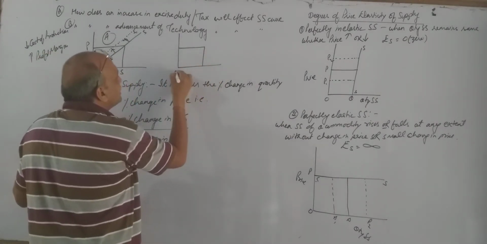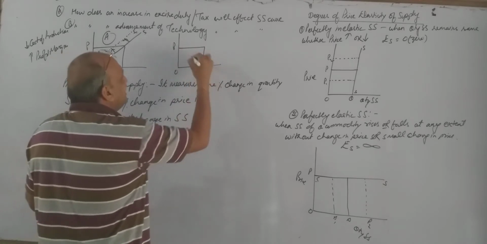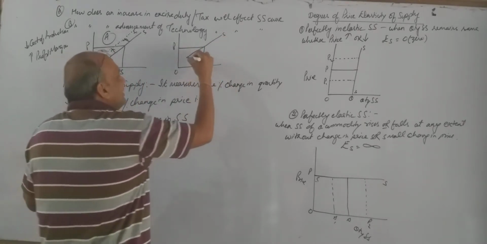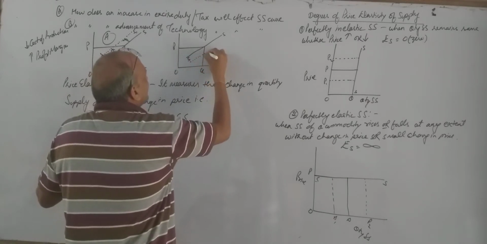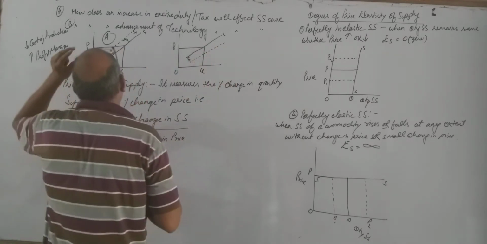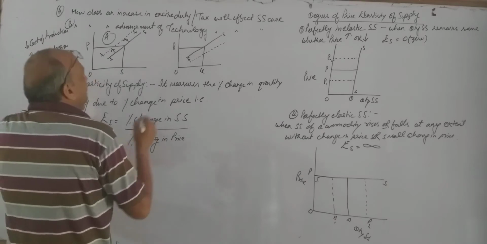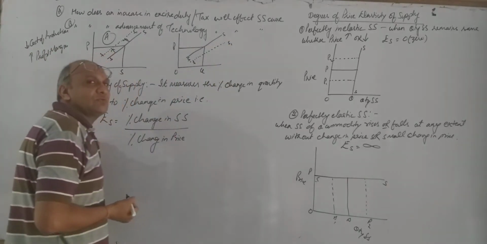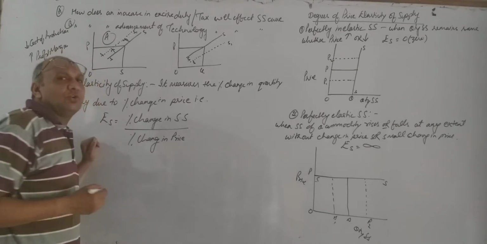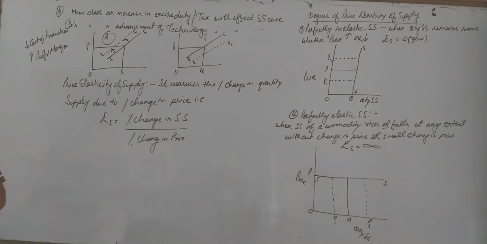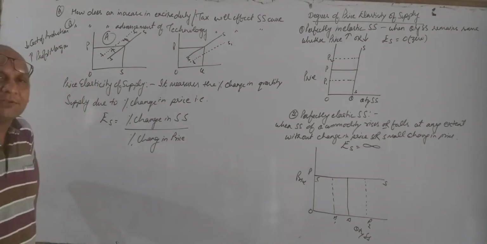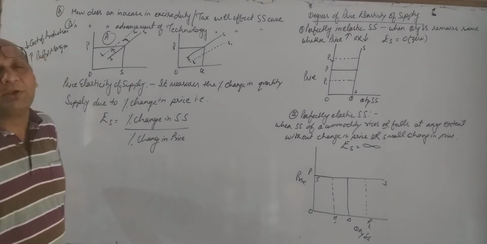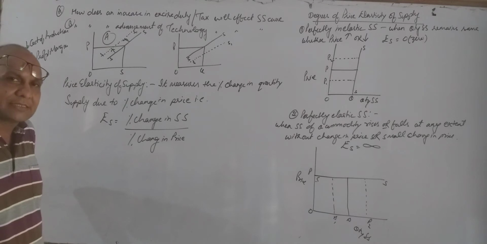It means which shift will take place over here? Rightward shift. This is SS original. Now it will take rightward shift, S1, S1. So these are a few cases of leftward shift and rightward shift. Here this leftward and rightward shift take place due to factors other than price.